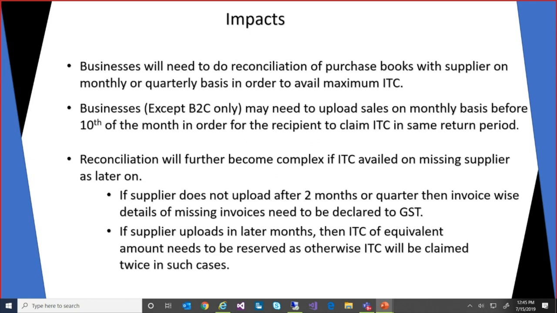The reconciliation process will become a little more complex because the government is providing a lot of options to file the amendment of return and missing invoices. If the supplier does not upload after 2 months or a quarter, then the missing invoice details have to be disclosed in the return. The government is saying if your supplier doesn't upload their 2 months' details, then all the missing invoice details have to be declared in the final return separately. And if the supplier uploads in a later month, then the equivalent ITC has to be reversed. Because if you have claimed the credit on the basis of missing invoices, once those invoices are uploaded, you have to reverse the ITC equivalent to the missing invoices. Those things will come into the picture, and this will make your reconciliation process a little more complex.